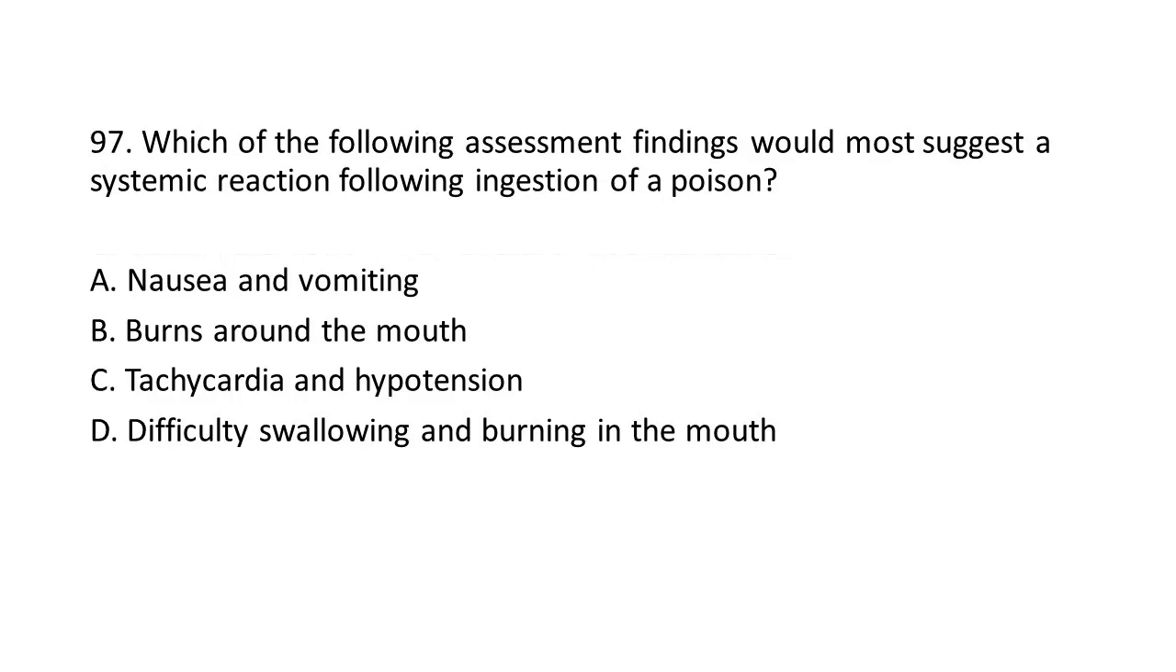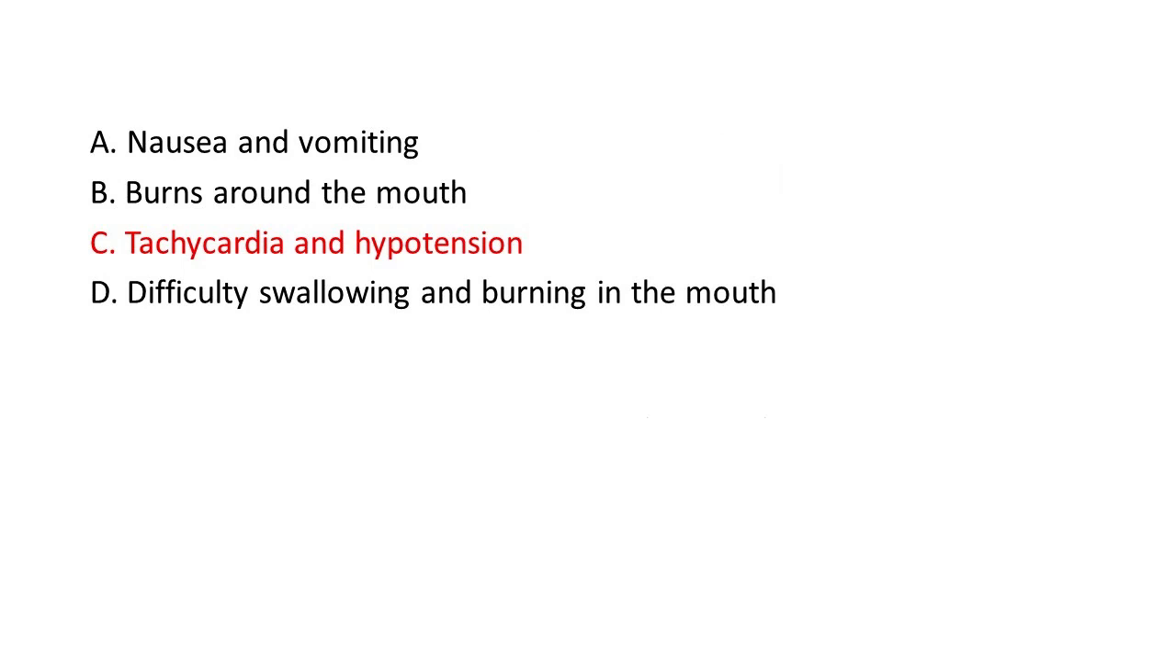97. Which of the following assessment findings would most suggest a systemic reaction following ingestion of a poison? A. Nausea and vomiting. B. Burns around the mouth. C. Tachycardia and hypotension. D. Difficulty swallowing and burning in the mouth. The answer is C. Tachycardia and hypotension.